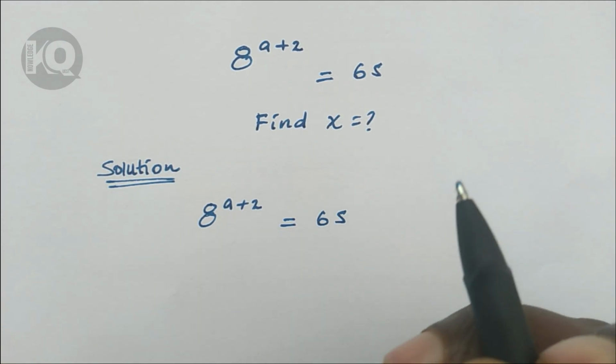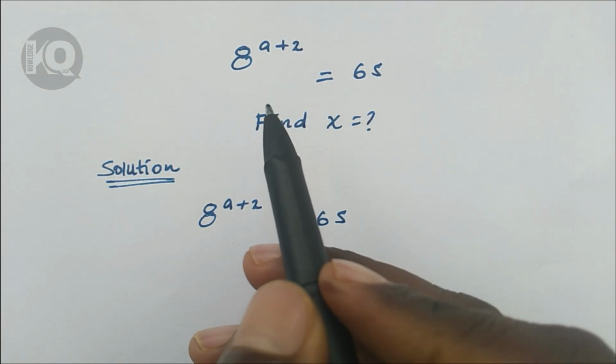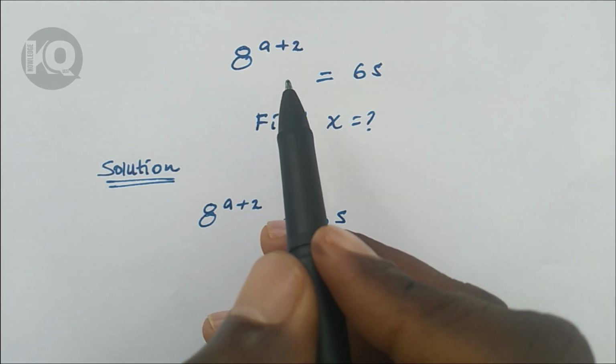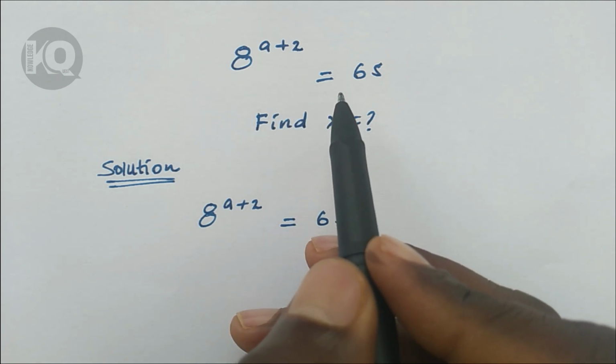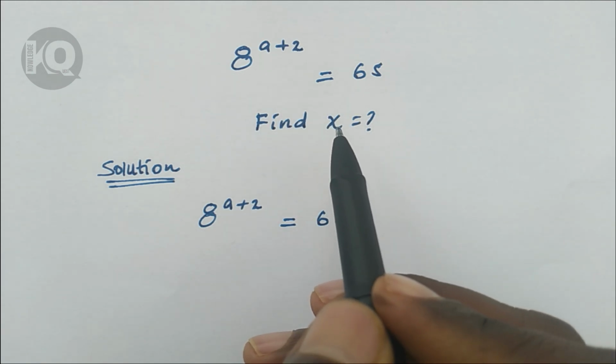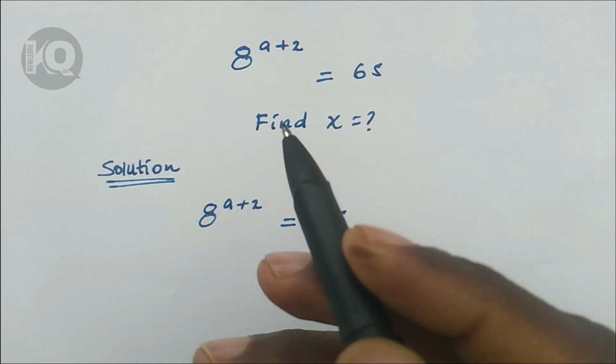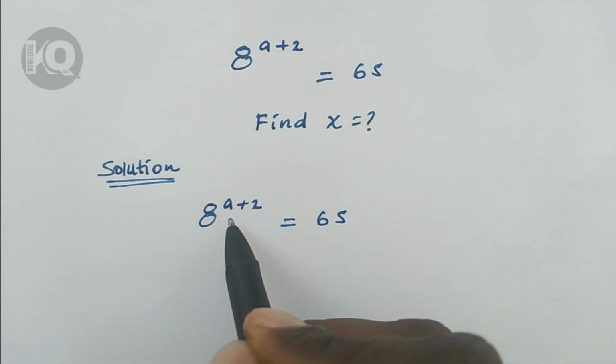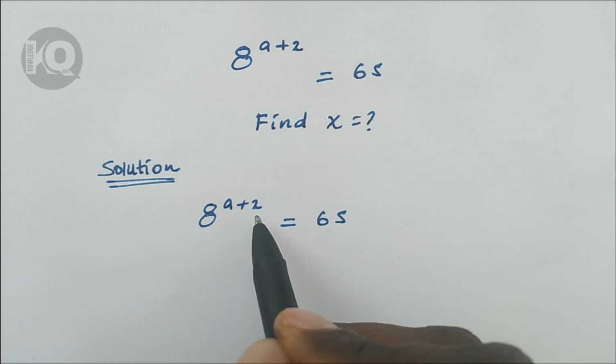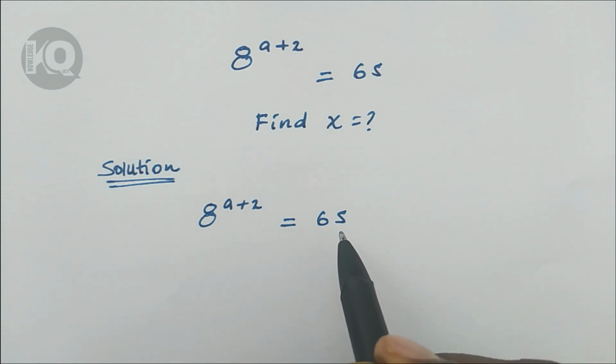Hello, welcome to solve this maths problem, which is 8 to the power of x plus 2 equal to 65. Find the value of x. Solution. So from our problem, 8 to the power of x plus 2 is equal to 65.